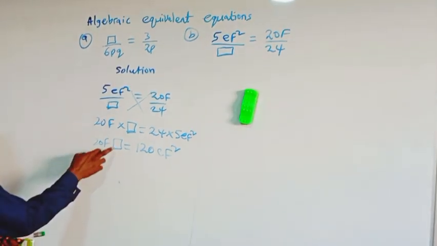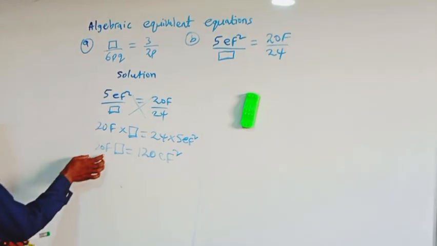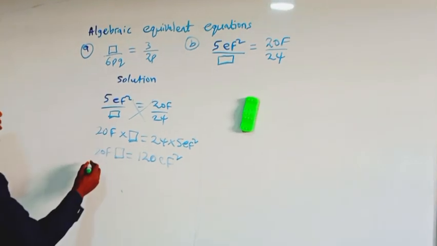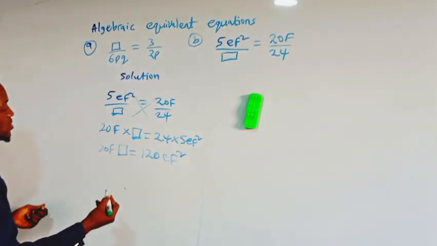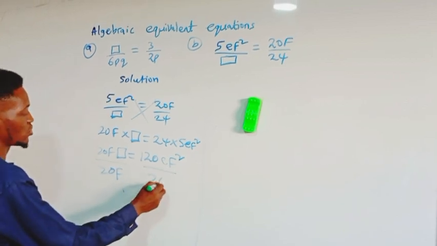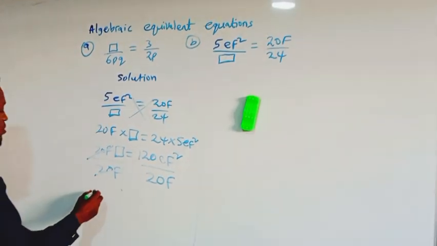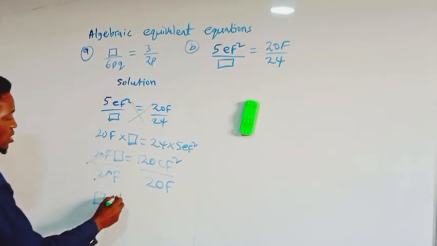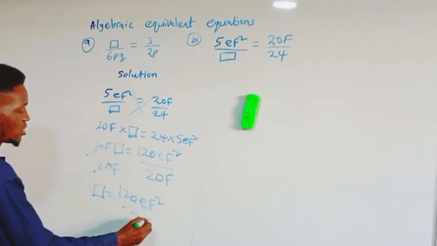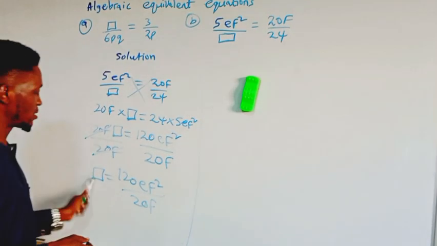So I want to get the value of this symbol. What I'm going to do is divide both sides by 20f, isn't it? Because 20f is attached to this symbol. So when I divide both sides by 20f, this 20f cancels this one, so I'm left with the symbol is equal to 120 ef squared over 20f. I want to definitely get the value of my symbol here.